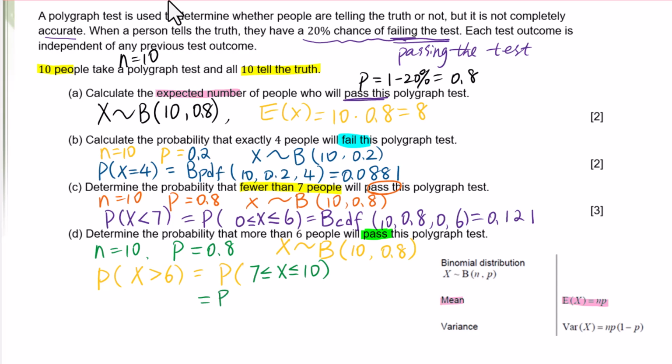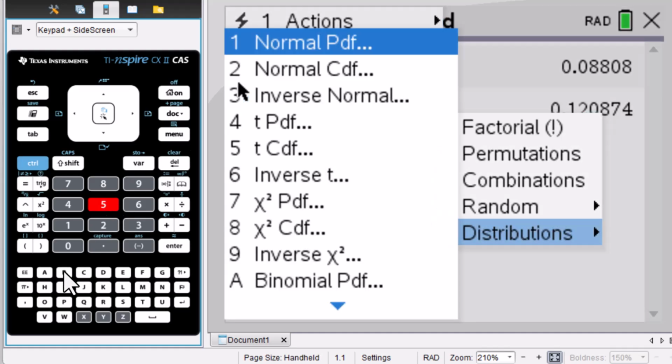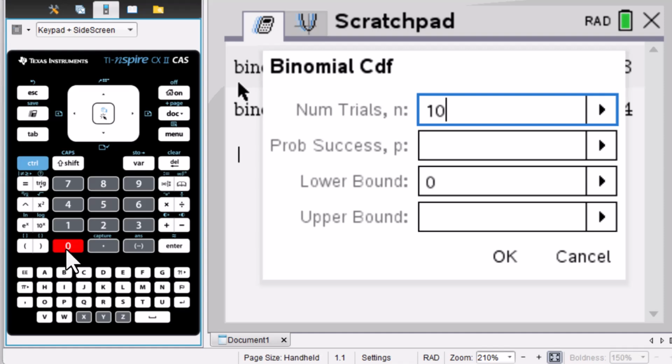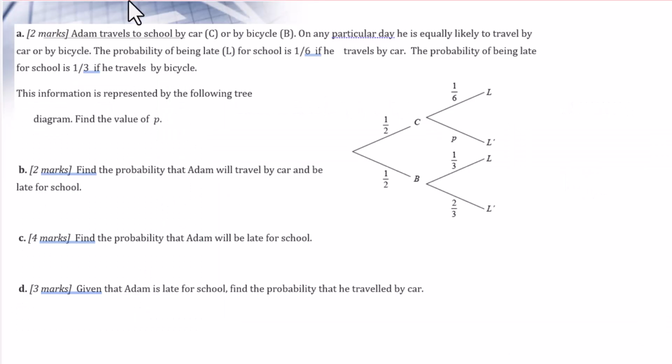Go to binomial CDF. 10, 0.8, 7, 10. Menu 5, 5, B, 10, 0.8, 7, 10. Enter, enter. 0.879. Let's go to the next question.